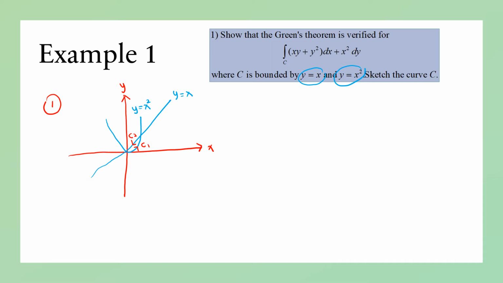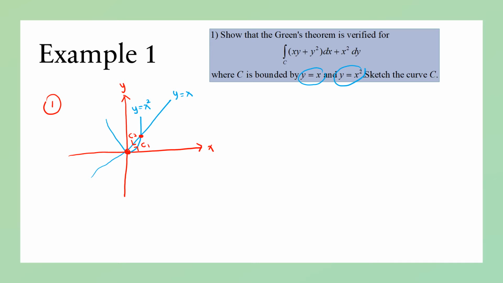Okay, and you have to remember when you do Green's theorem, the arrow must be counterclockwise. You also have to make sure that the curve is closed. And we have labeled C1 and C2 and the curve is counterclockwise. Okay, next you have to find the intersection points here and here.